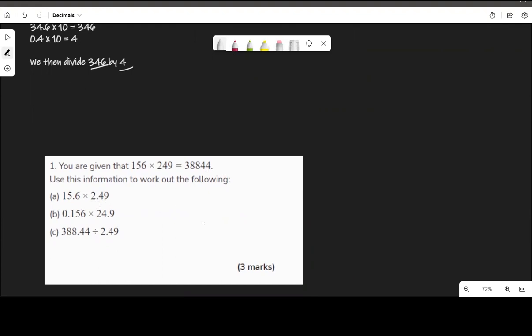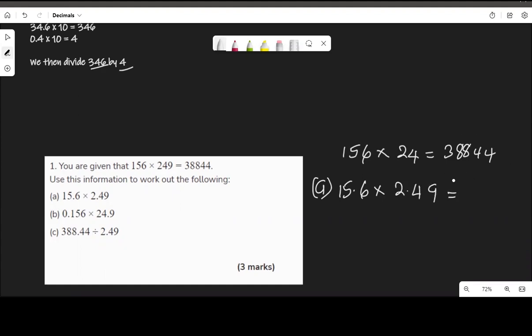In short, looking at the way the question is structured, this is a question where one is not allowed to use a calculator, because I have 156 multiplied by 249 equal to 38844. And now they asked me to find the value of 15.6 times 2.49. What I will do is to write this answer in front of it first.